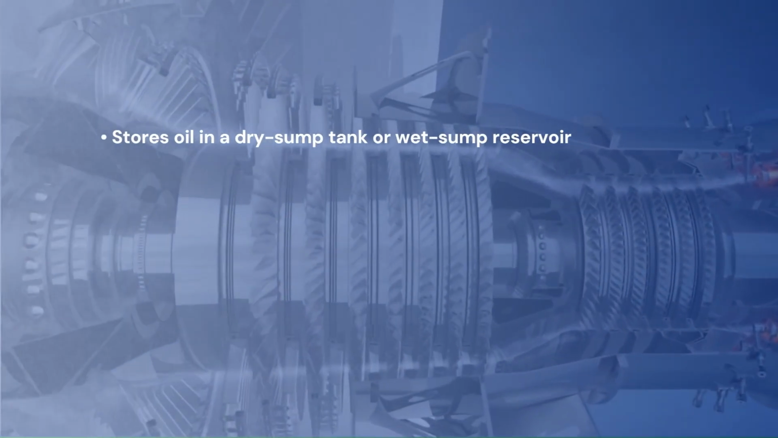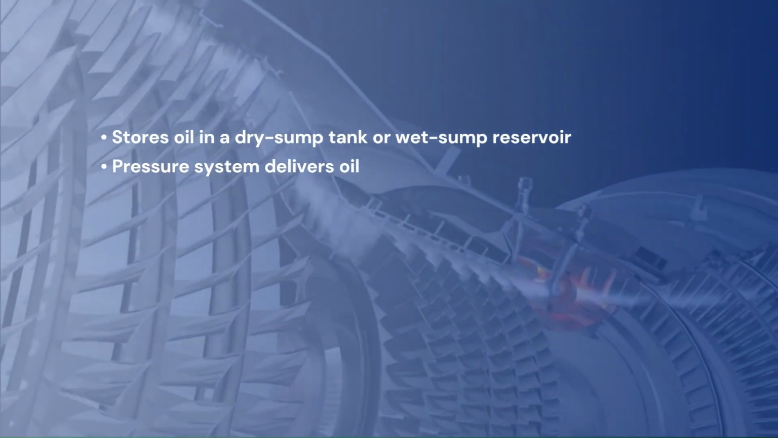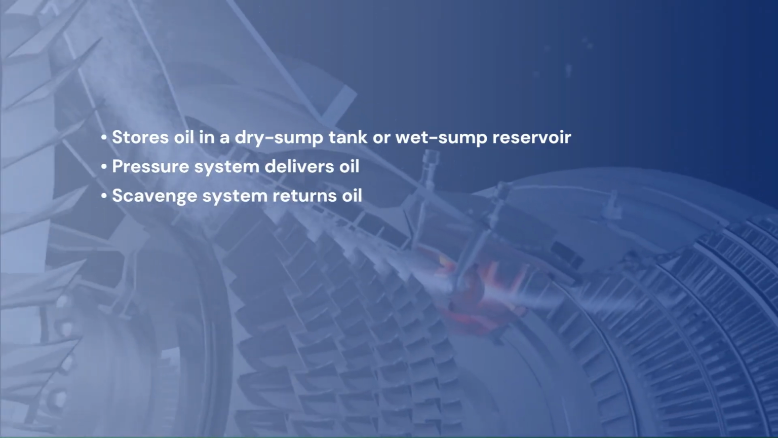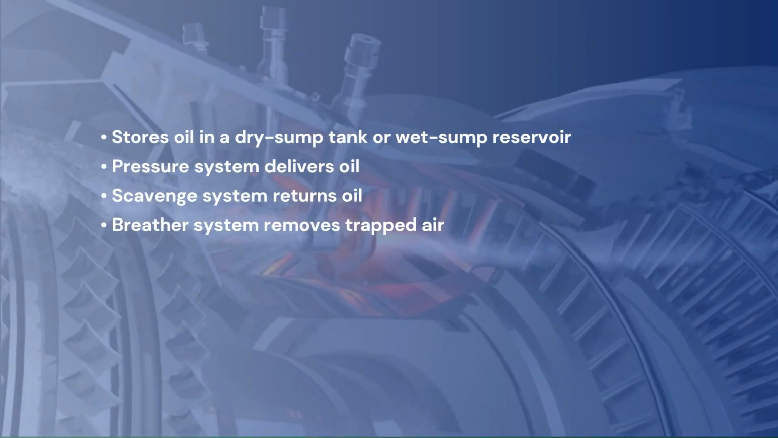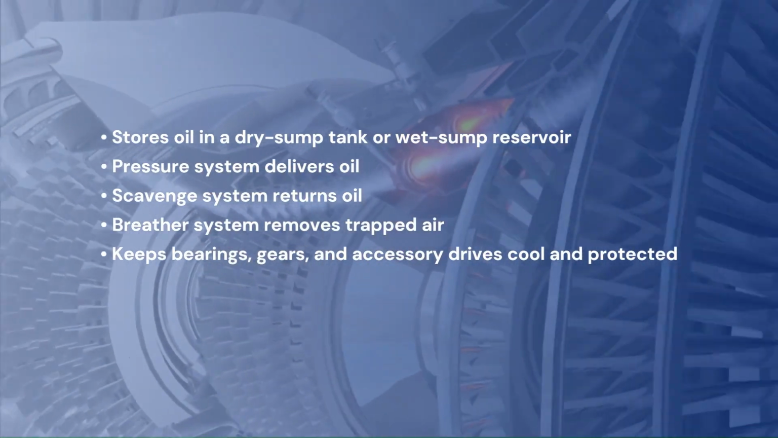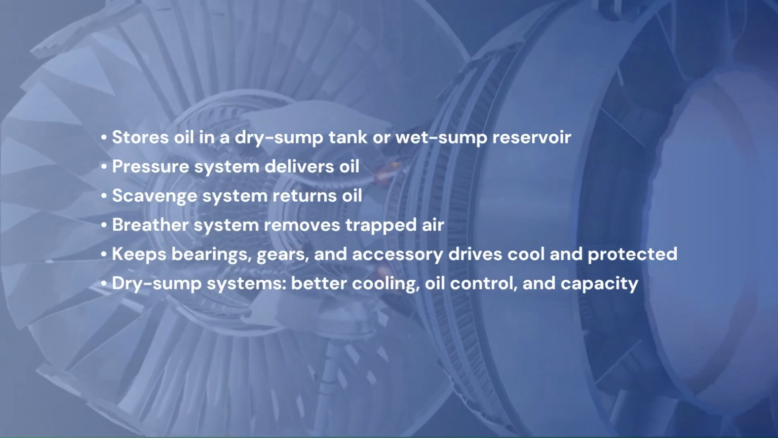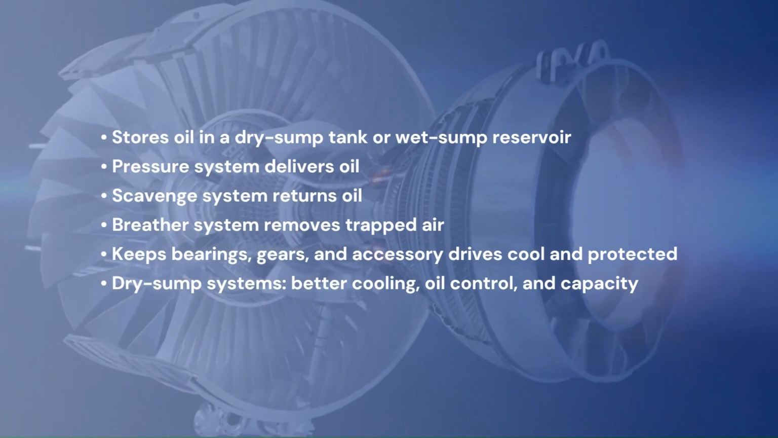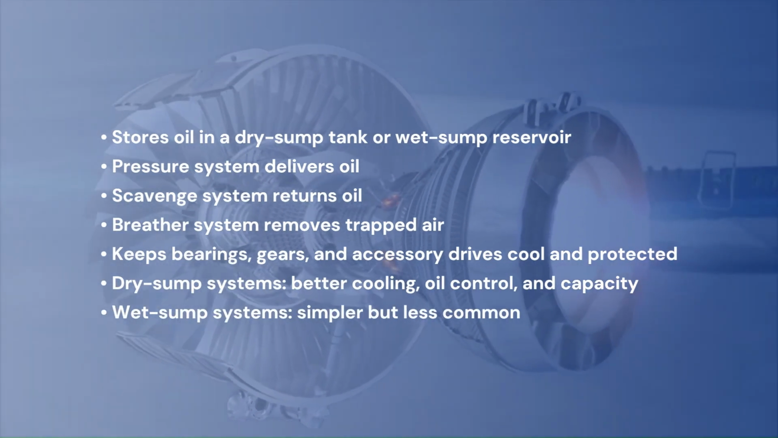A turbine engine lubrication system stores oil in either a Dry-Sump tank or Wet-Sump reservoir, uses a pressure system to deliver oil, uses a scavenge system to return oil, uses a breather system to remove trapped air, and keeps bearings, gears, and accessory drives cool and protected. Dry-Sump systems are used on most turbine engines because they provide better cooling, better oil control, and a larger oil supply. Wet-Sump systems are simpler, but are less common.